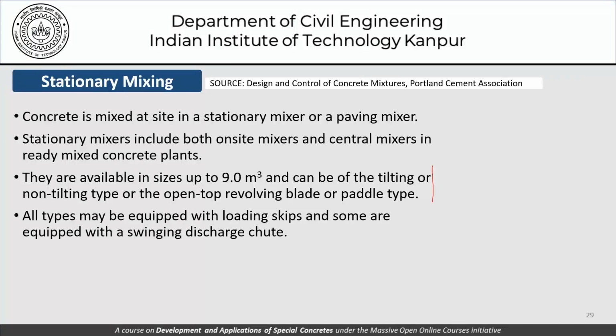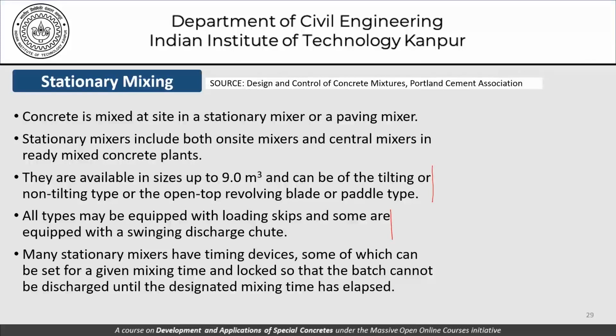So these are the kind of additions that we have in stationary mixing plants. Many stationary mixers have timing devices, some of which can be set for a given mixing time and locked so that the batch cannot be discharged until the designated mixing time has elapsed. Several codes in fact tell us that the minimum mixing time for a particular concrete should be 2 minutes or 3 minutes or whatever it is, and that is where the timing devices help, because that prevents the operator from being tempted to reduce the mixing time and try to improve or increase the productivity in the short term.